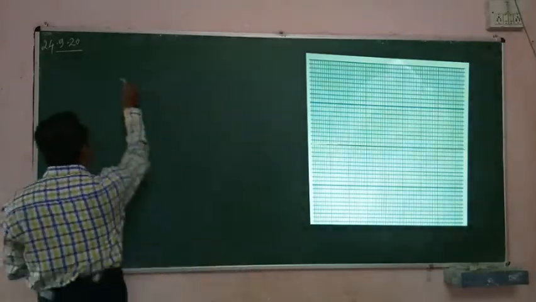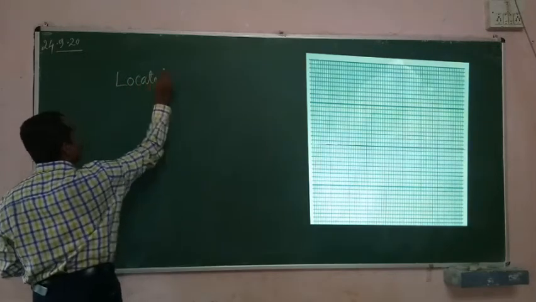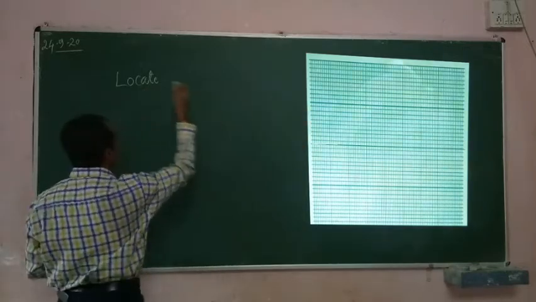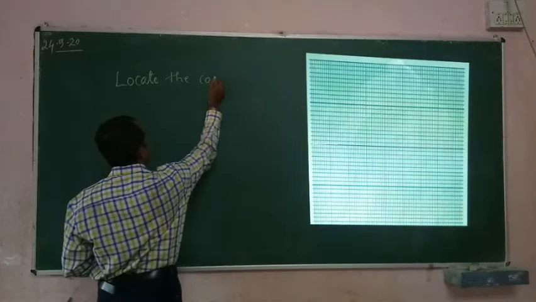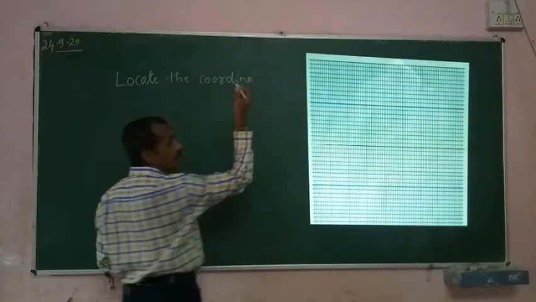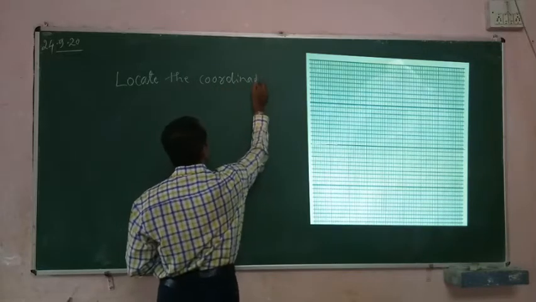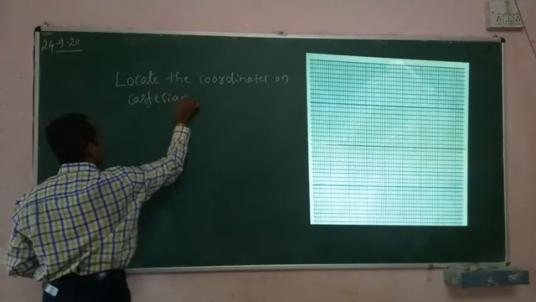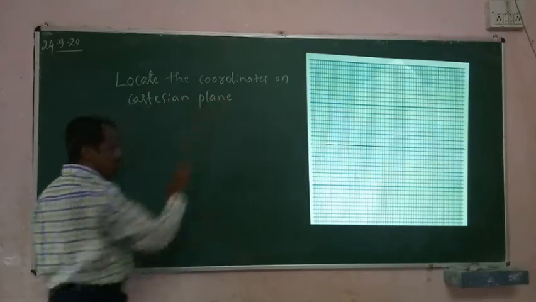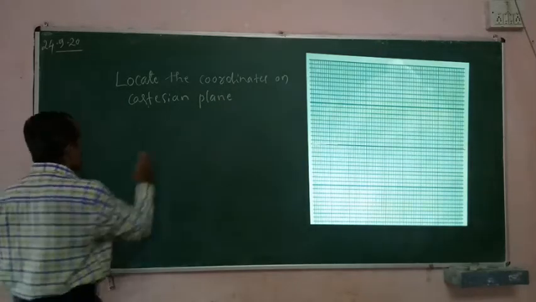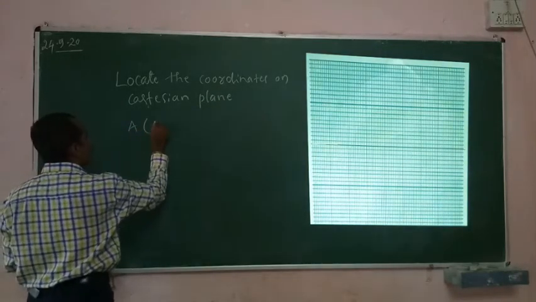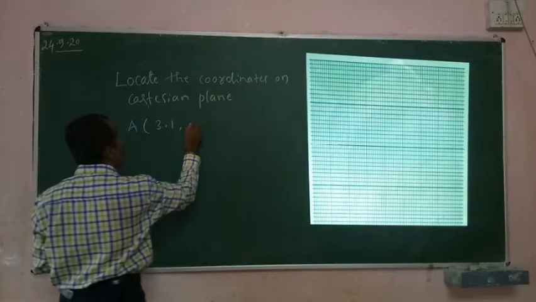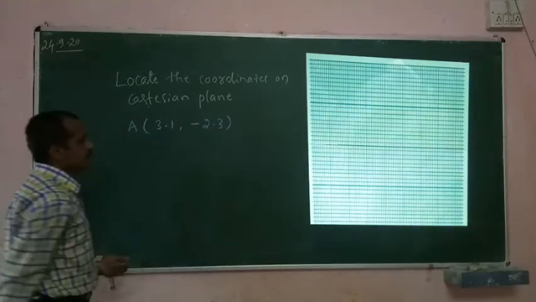Let me take one problem. Locate, or you can say represent, or mark, the coordinates, or the word is plotting the points, on the Cartesian plane. These are some of the coordinates I am going to give you. Say A, 3.1, -2.3.